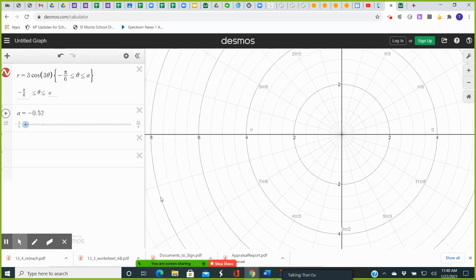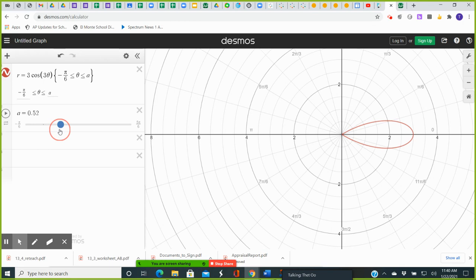So as a goes from negative pi over 6 to 0, you will see that the first half of my petal is sketched. And as a continues to go from 0 to pi over 6, you'll see that the top half of my petal is sketched. So the limits of integration that you could use could be from negative pi over 6 to positive pi over 6.